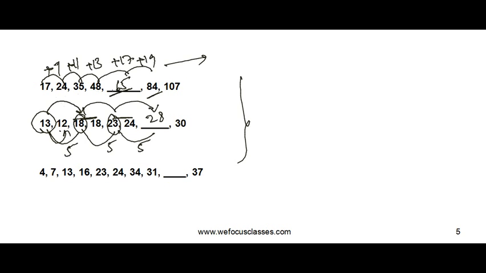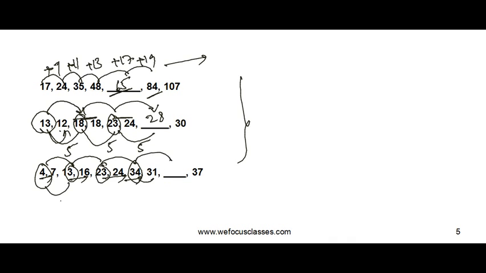Whenever the numbers are very near, you try to find the difference, you will be getting the answer. Now look at this problem. So 4 to 7 the numbers are increasing, 13 to 16 increasing, 23 to 24 increasing, 24 to 34 increasing, again decreasing. Now think of the problem in an alternate way. 4 to 13 the difference is, and 13 to 23 the difference, and 23 to 34 and from here to here.